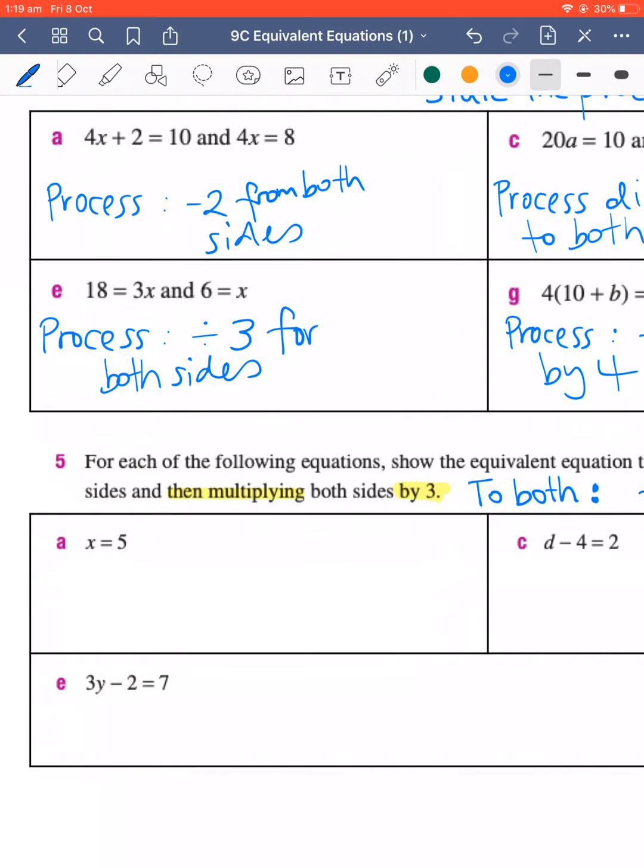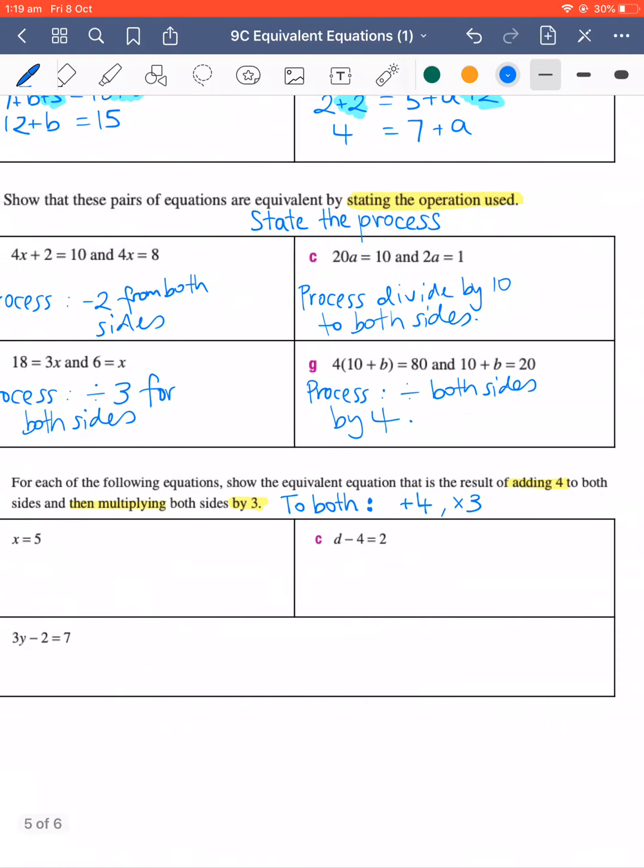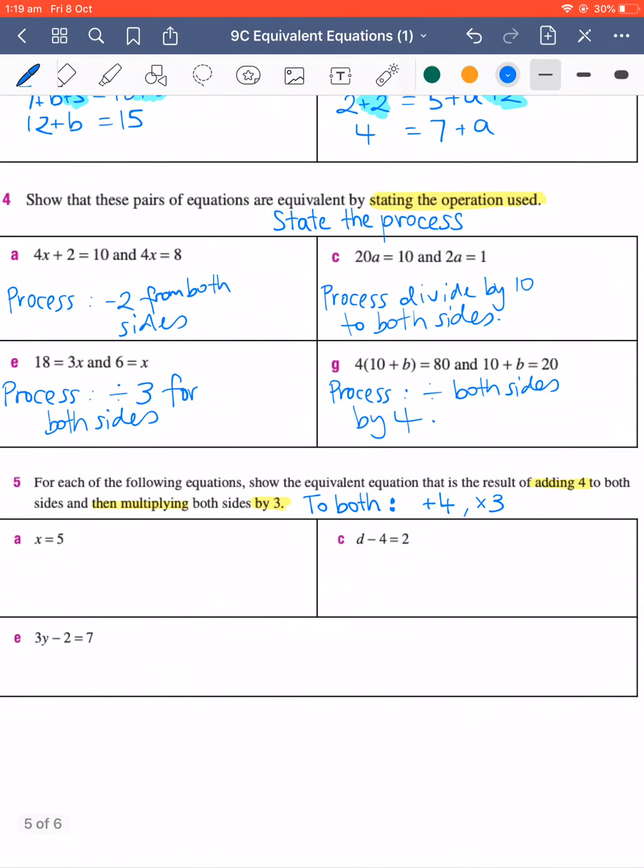So for each of the following equations, show the equivalent equation that is the result of doing these 2 steps. And when you're going through these, it's good to write a little note of what you're doing. I always do this because it helps me too. So we're finding what the result is when we add 4 and then multiply by 3 to both sides. So we do this step first, then we do this step next.